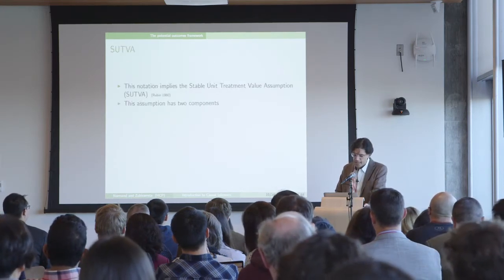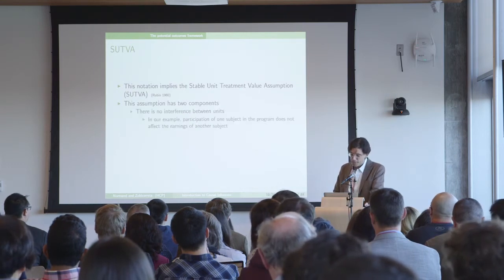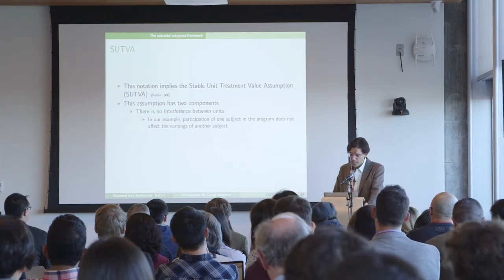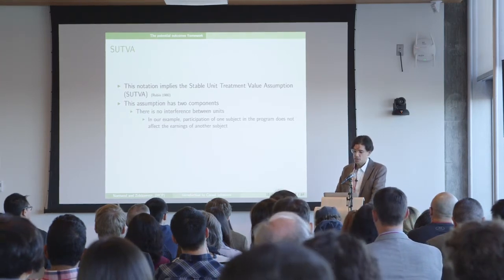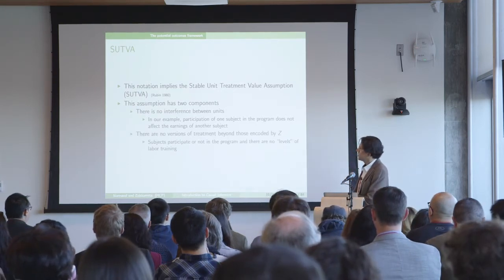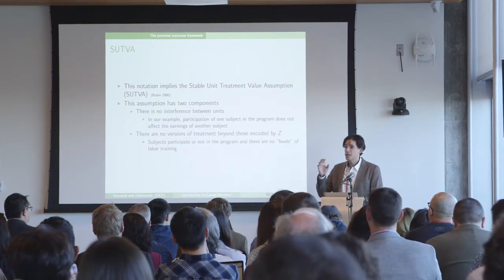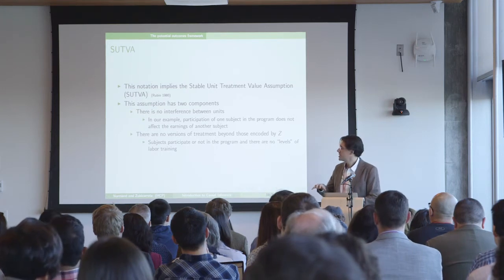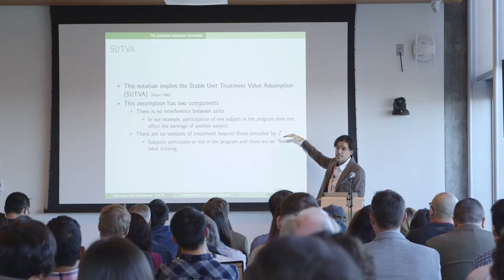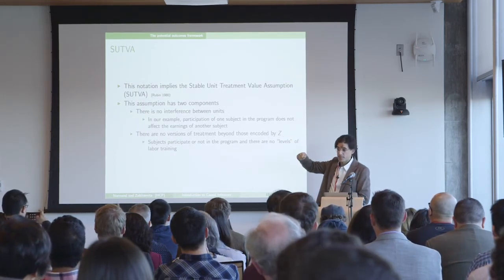I wish to highlight that this notation is super important. It helps us avoid making many mistakes, as I'll say in a second. But embedded in this notation, there's this very important assumption called the SUTVA assumption. SUTVA stands for Stable Unit Treatment Value Assumption. And it has two assumptions within this assumption. First, this assumption says there's no interference between our units. And second, it says there are no versions of the treatment beyond those encoded by Z.